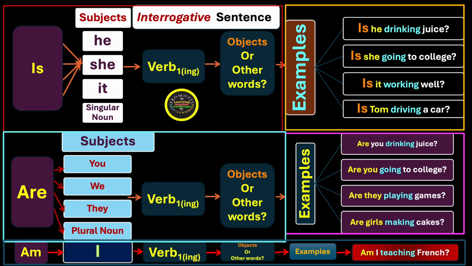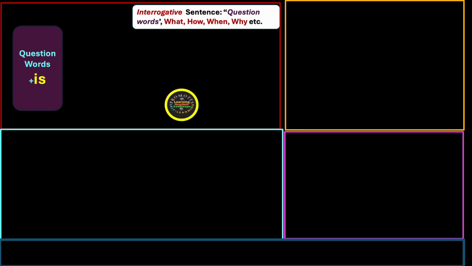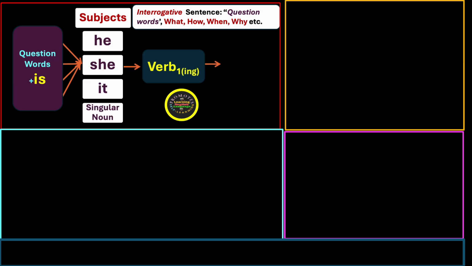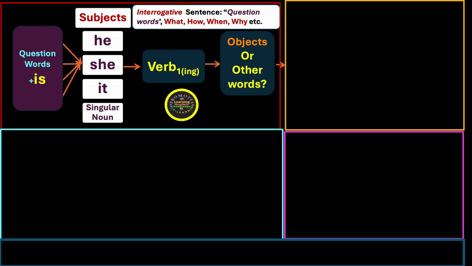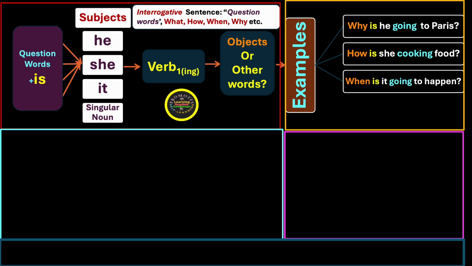Now we move on to the next interrogative sentence with question words like what, how, when, why, where, etc. In this case, we use question words first. After that, we have the helping verb is, and then we have the relevant subjects like he, she, it and singular noun, and then we have the first form of the verb with ing, and then we have objects or other words. Like we can see in the examples: why is he going to Paris? How is she cooking food? When is it going to happen? Where is Tom driving a car?